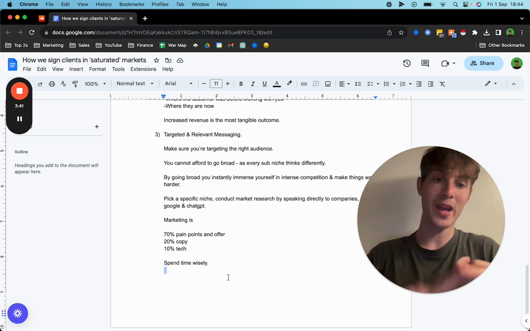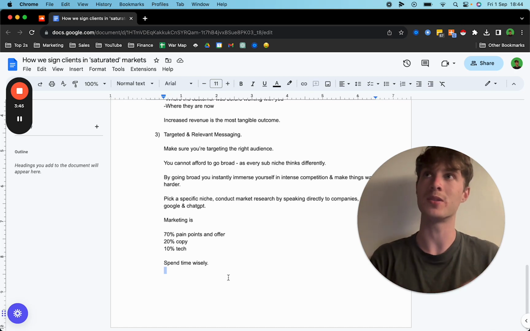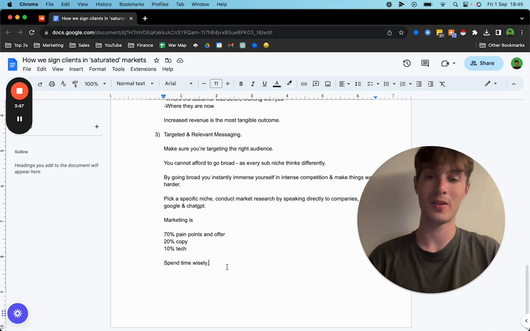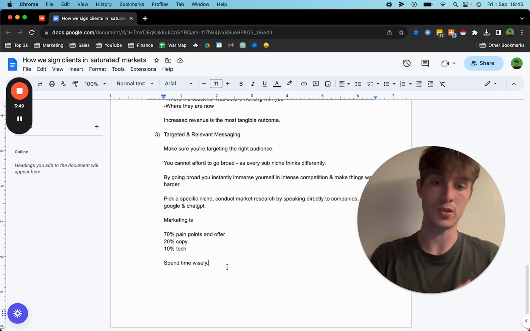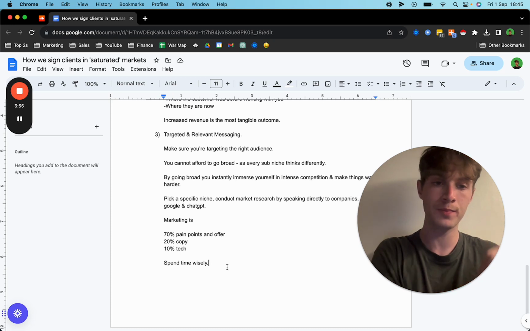So make sure who you're targeting, you understand their pain points, you understand what motivates them to buy, what's actually going to make them spend money and make the decision to work with you. You can't afford to go broad, as every sub-niche thinks very differently to one another.